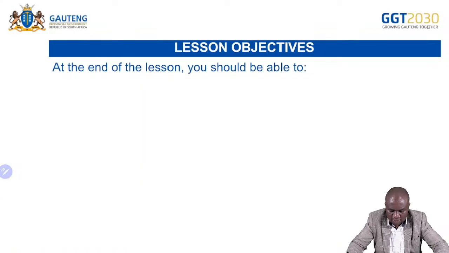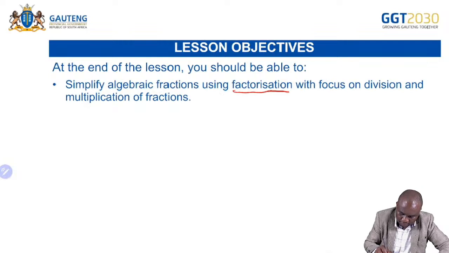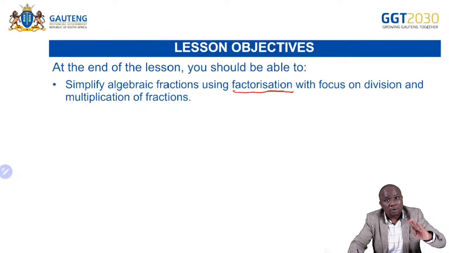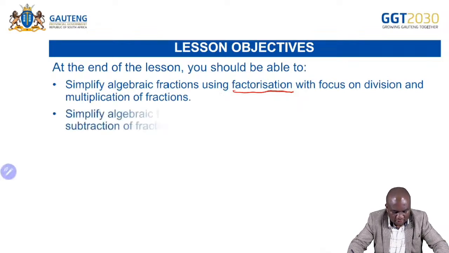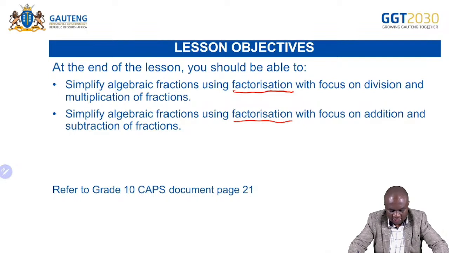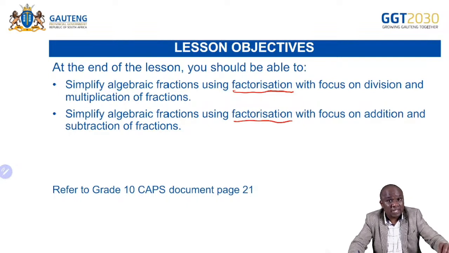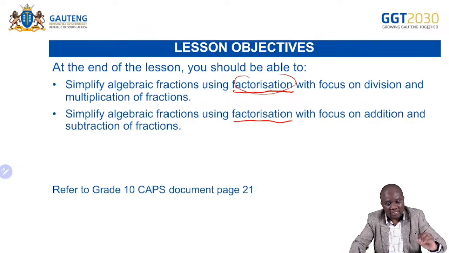At the end of the lesson, you should be able to simplify algebraic fractions using factorization. You see that? So we're going to be using all those factorizations which I mentioned. But some of them, I will remind you, especially the difference of two squares and the difference and sum of two cubes, before you apply them. And then we focus on division and multiplication of fractions, and then on addition and subtraction.